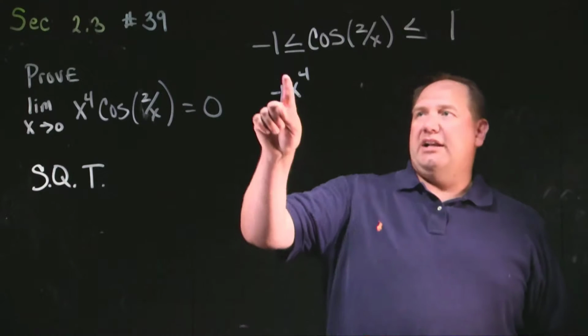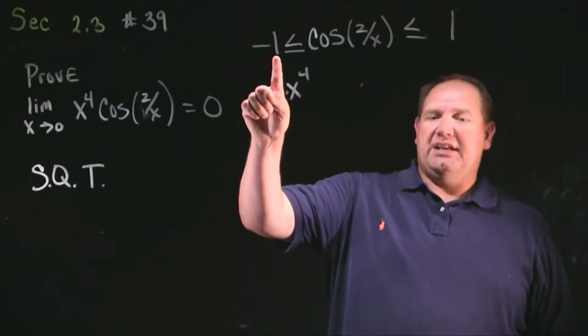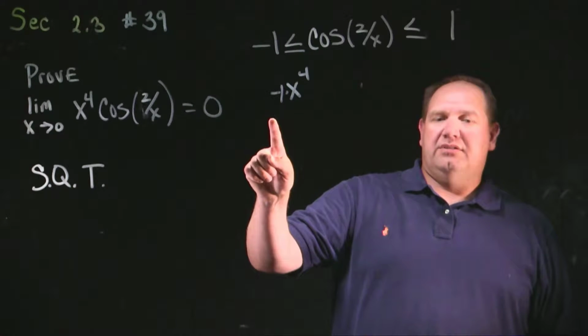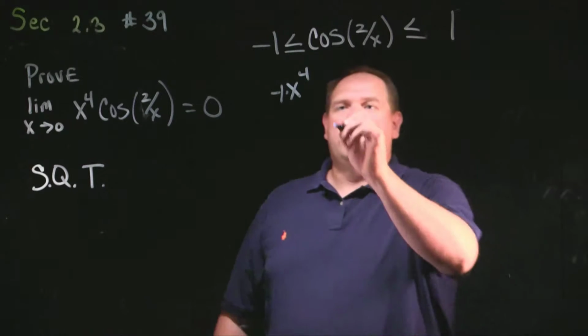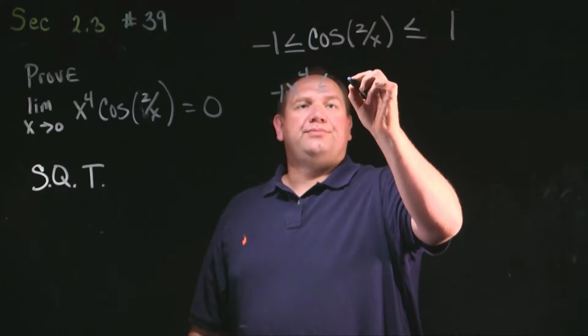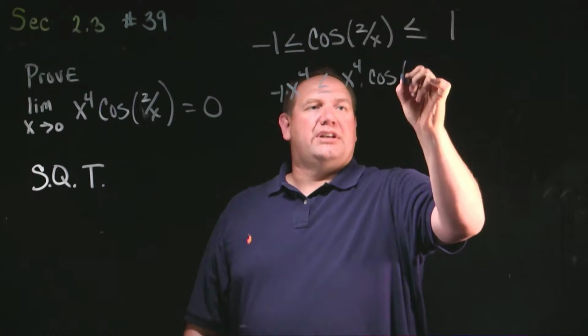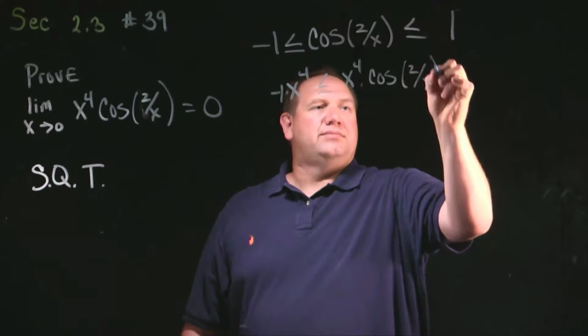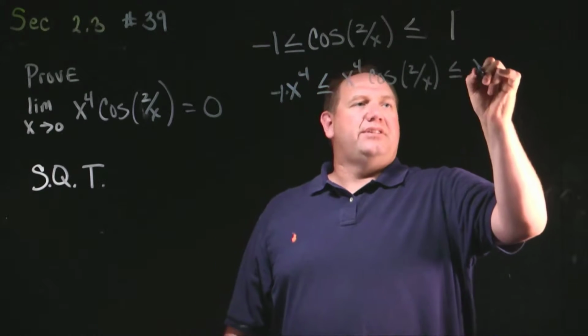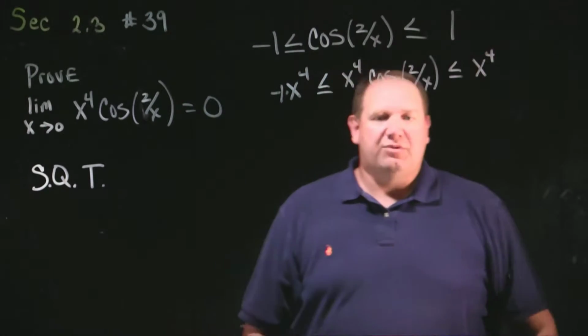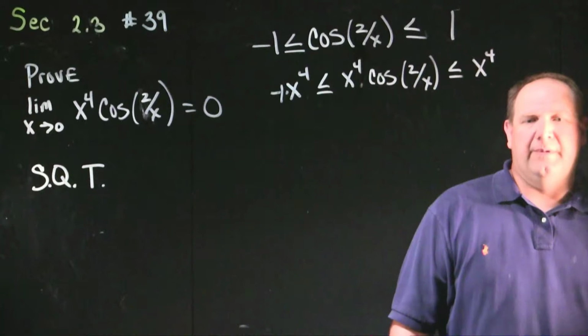So when I multiply x to the fourth to this side, I get negative 1 times x to the fourth. That's less than or equal to x to the fourth times the cosine of 2 over x. And that's less than or equal to x to the fourth times 1, which is just x to the fourth.